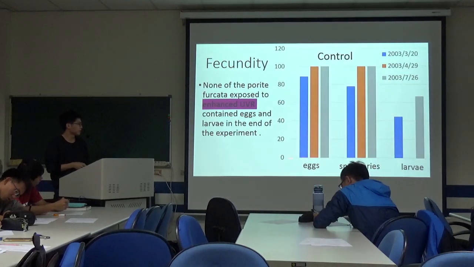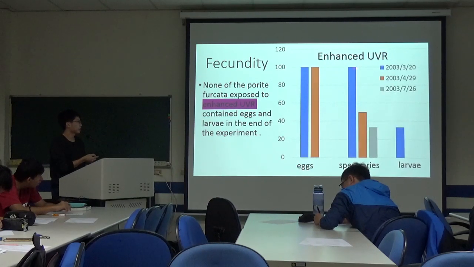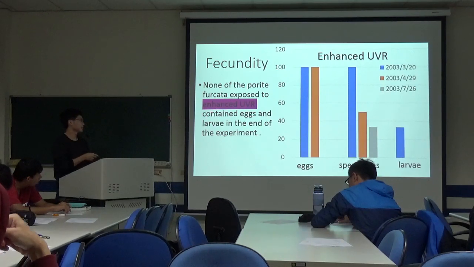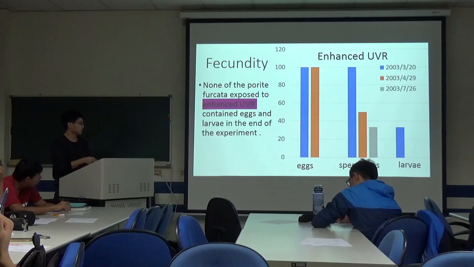And look at the figure. The x-axis is the egg, spermary, and larva. The y-axis is the percentage. This is control, and different color bars are different times. And this is enhanced UVR. So we can see that Porites exposed to enhanced UVR contained no eggs and no larvae at the end of the experiment.